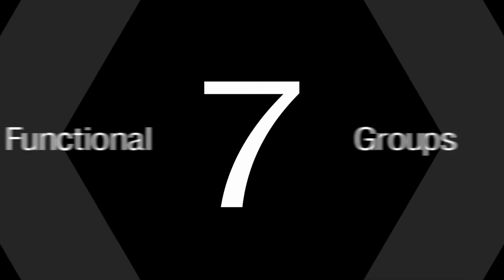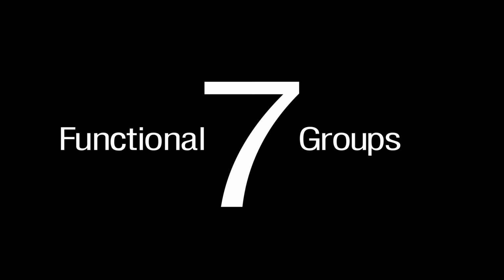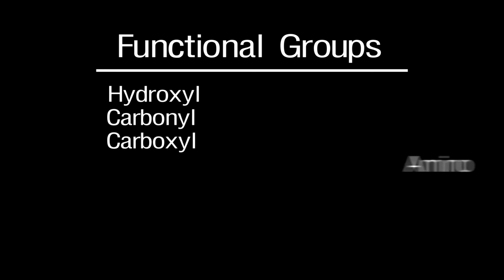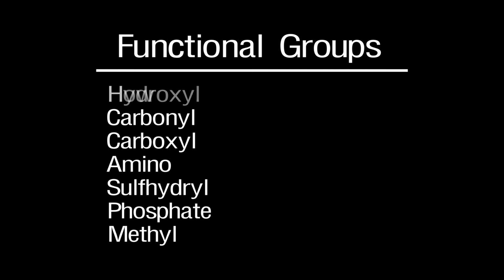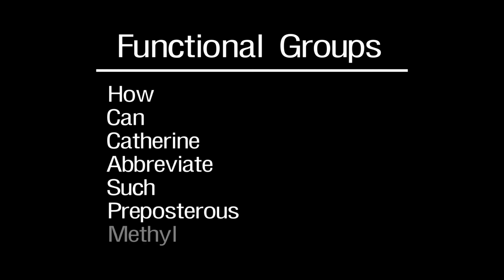Now that you know some of the key facts, you need to devote the time to memorizing the 7 main functional groups. They are the hydroxyl, carbonyl, carboxyl, amino, sulfhydryl, phosphate, and methyl groups. We can remember these groups by the phrase, "How can Catherine abbreviate such preposterous material?" Let's think of analogies to remember each of these important functional groups. When there is a dash before a compound, this indicates a compound is bonded to another piece of matter.